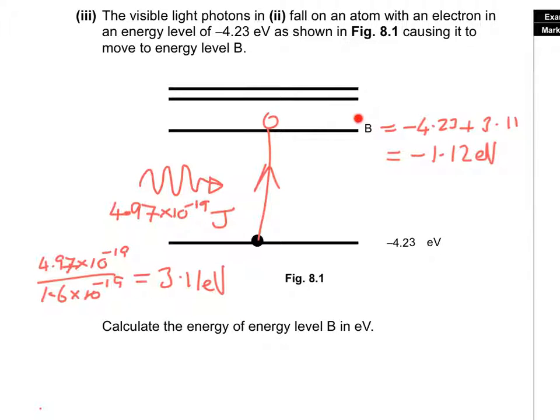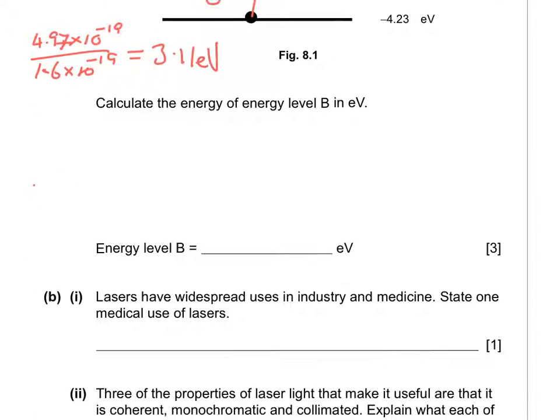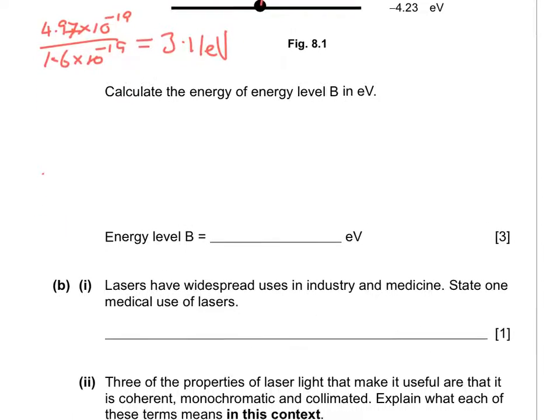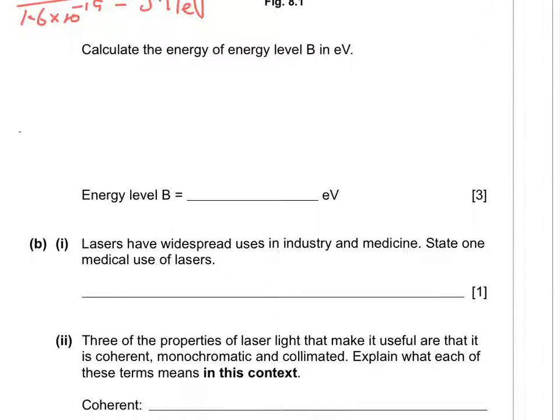So the energy at level B is the energy the electron had before with the photon energy, this value here, added to it. So the electron had energy and the photon added more and brought it up to here. So the higher level is the minus 4.23 with the photon added, which gives us this new level. Okay, so we get 1.12 electron volts for that.